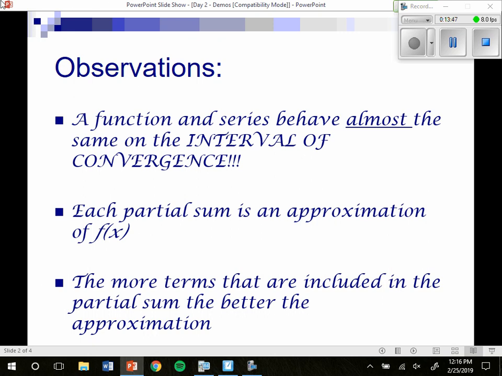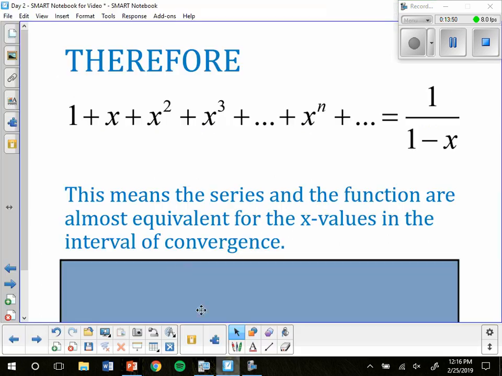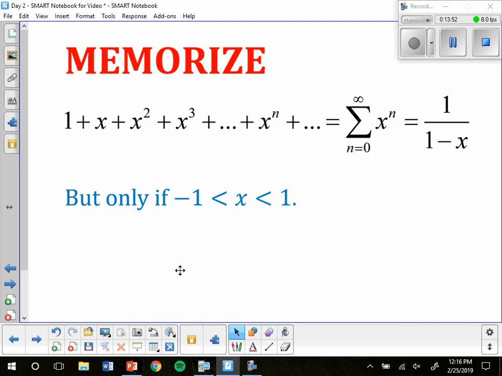First, what you're going to do is memorize this. This infinite series, 1 plus x plus x squared plus x cubed, all the way to x to the n, which is the series from 0 to infinity of x to the n, equals 1 over 1 minus x. That function and that series look exactly the same, only between -1 and 1. And they do actually equal each other, but only if you get to infinity, which you can't do.